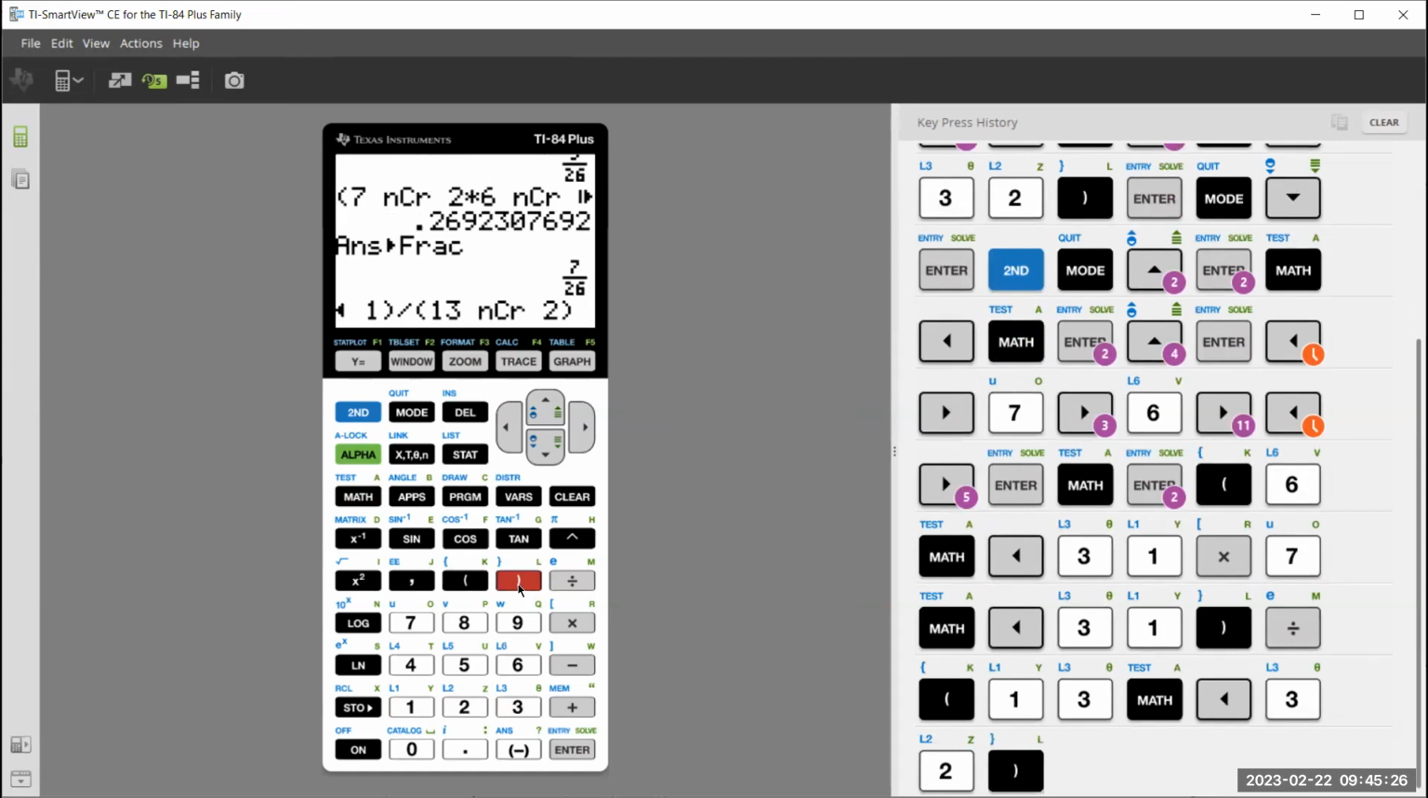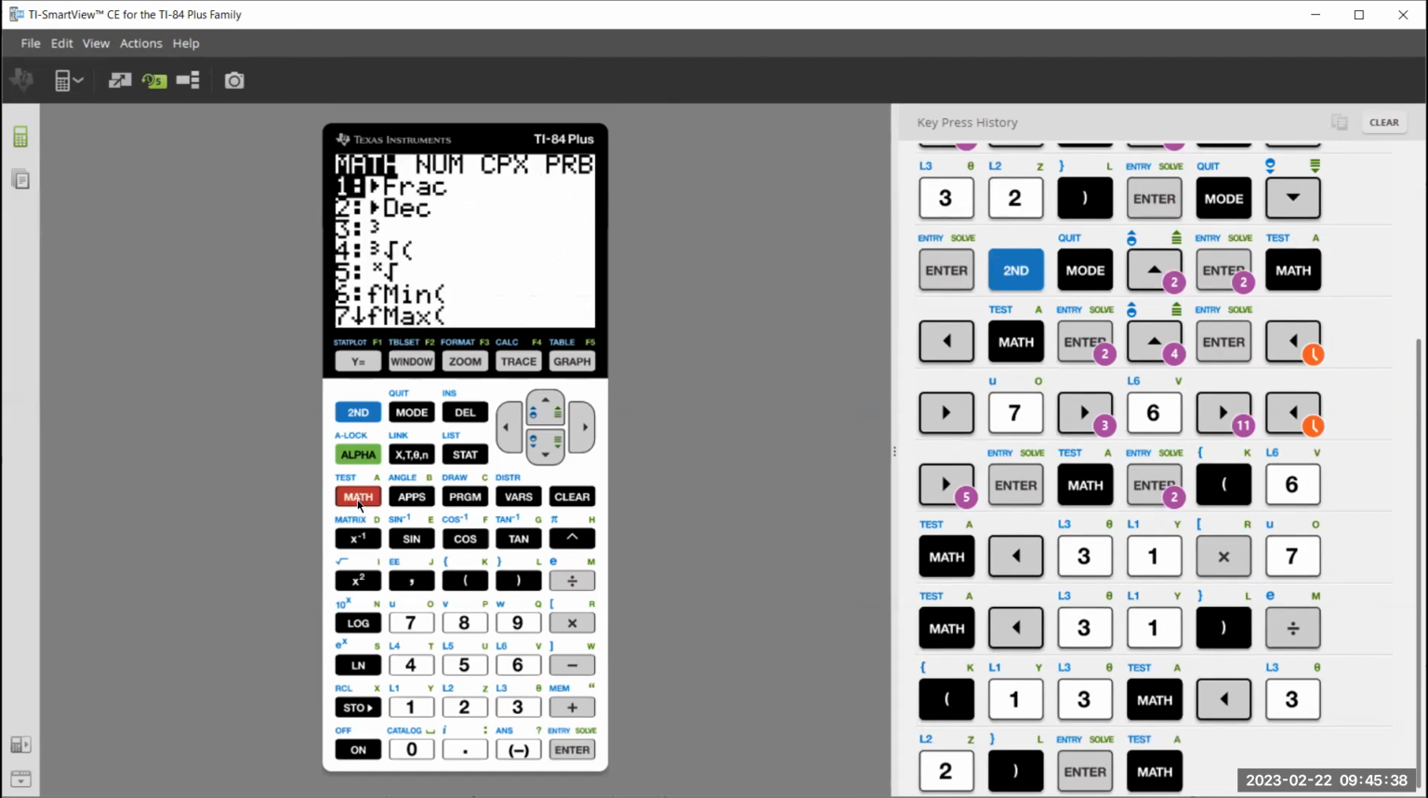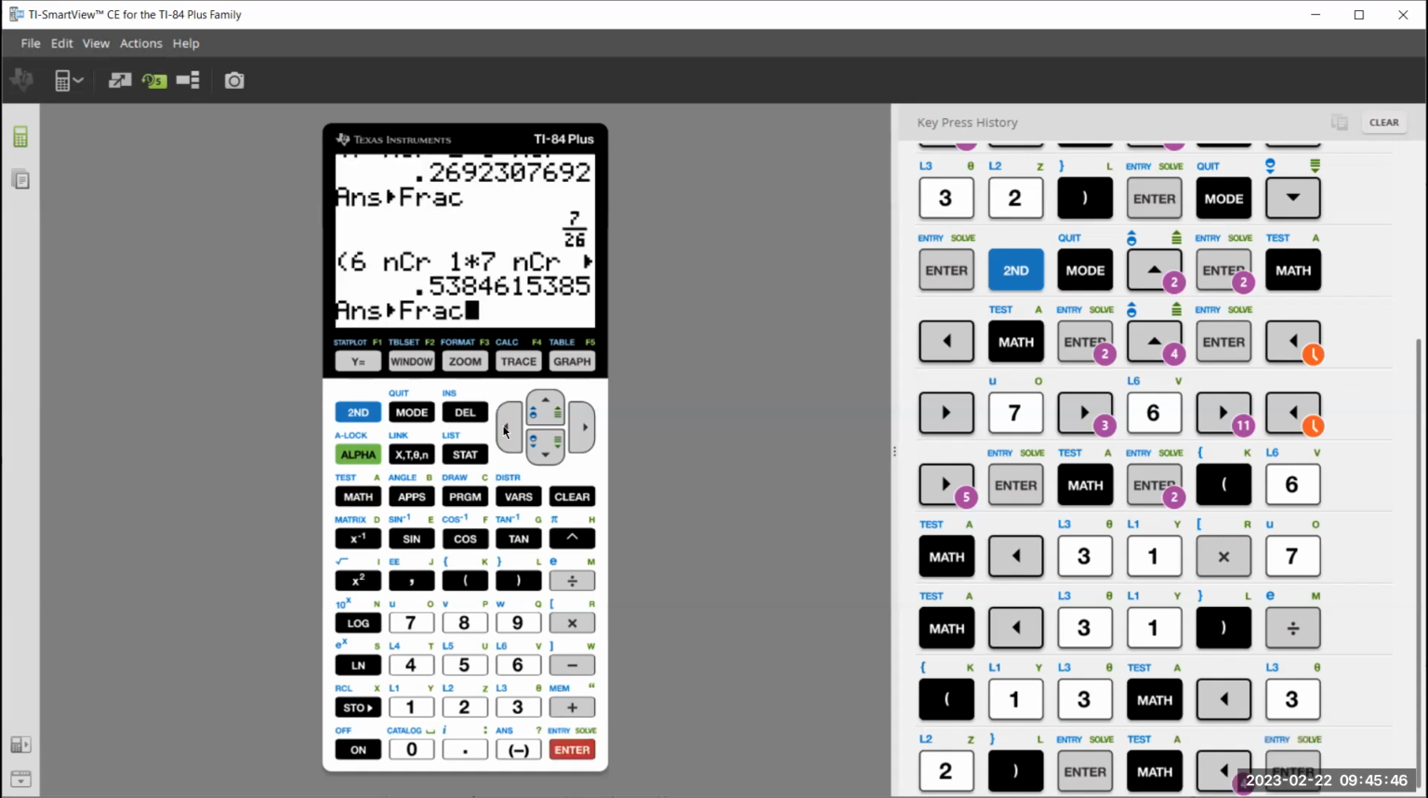And hit enter. You get 0.538485, actually, if you round, 0.5385. I'm going to go to math, convert to frac. Oops, I went to math probability instead. Math, convert to frac, 7/13. Okay, so you have a little more than half, a little more than a majority that you'll hire one of each.